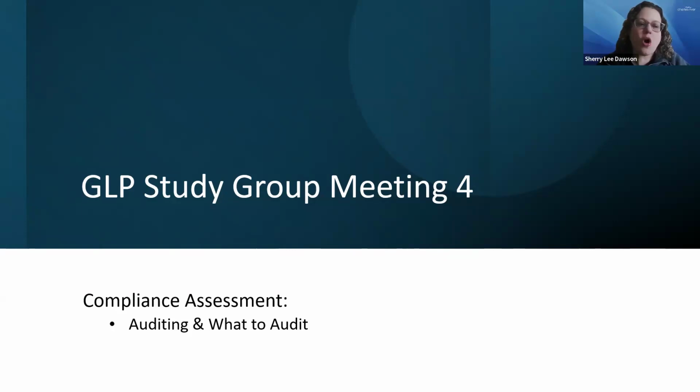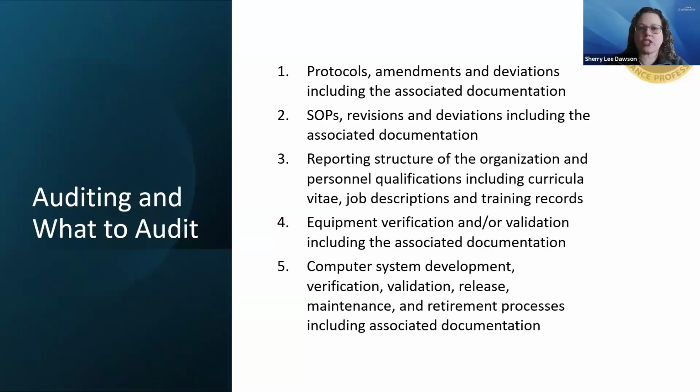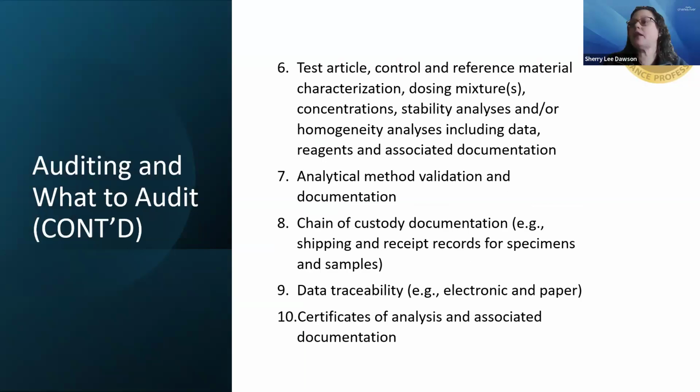All right, so auditing, what to audit. The topics that section covers include protocols, amendments, deviations, SOPs, training records, equipment records, validation records, computer system lifecycle. I'm not going to go through every single detail. These presentations are available in SQA through the website. In your learning materials, there is a group and you can see the slides and all that fun stuff will be available for you.